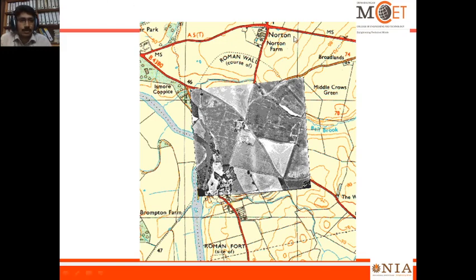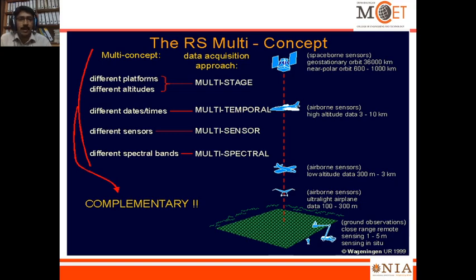See, the background is the traditional map. The satellite image can be superimposed on the same location and analyzed, on the platform given by the GIS. So this is the combination of remote sensing and GIS. The multi-concept is different platforms, different altitudes, different times and dates, different sensors, different spectral bands. Based on that, complementary remote sensing works, and the data obtained can be processed and a report produced by the GIS. So remote sensing and GIS are separate, but without their combination, nothing is possible.